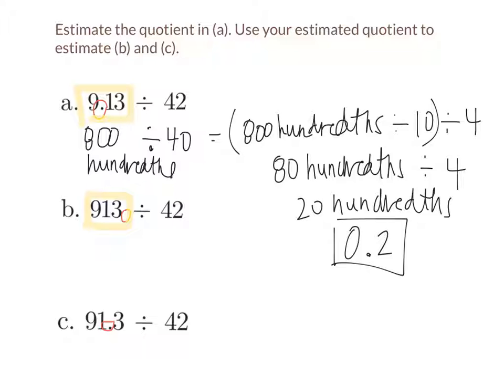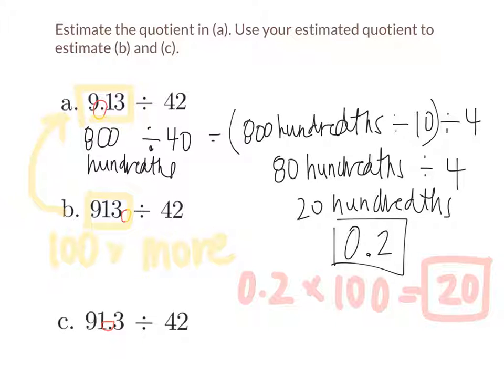So I want you to write in your notebook that part B is 100 times more. The whole is 100 times more than what we started out with in part A. So how is that going to affect the quotient? It's going to be 100 times bigger. So I'm going to take 0.2 and multiply it by 100 to get a quotient that's 100 times bigger. What is 0.2 times 100? 20. So therefore, an estimated quotient for part B would be 20. Do you see how that works?